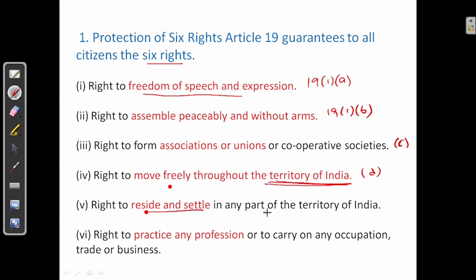Right to reside and settle in any part of the territory of India. Right to practice any profession or to carry on any occupation, trade or business. This is not F but this is G, 19(1) clause G. 19(1) clause F was the right to acquire, hold and dispose of property. That was deleted by the 44th Amendment Act of 1978. So Article 19 guarantees only six rights to all citizens. Next, we'll see all these six rights one by one.